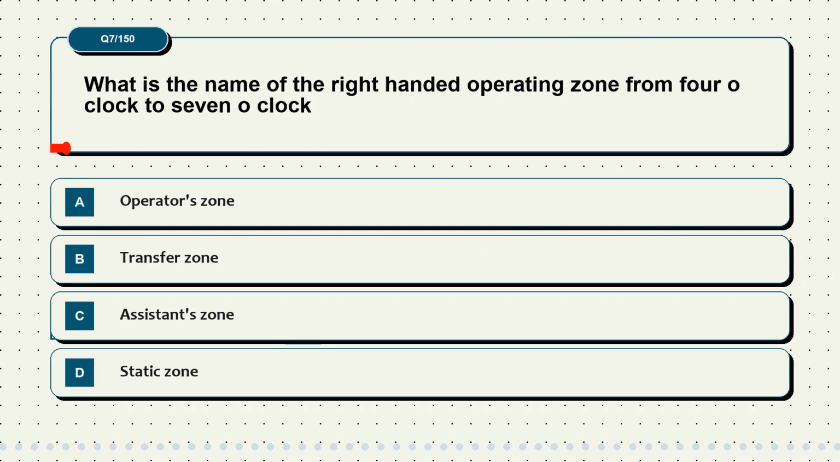Question 7. What is the name of the right-handed operating zone from 4 o'clock to 7 o'clock? Here are the options. Option A, operator's zone. Option B, transfer zone. Option C, assistant's zone. Option D, static zone.